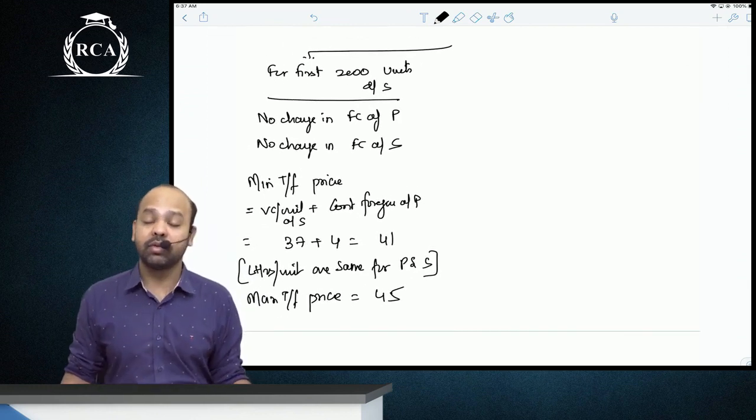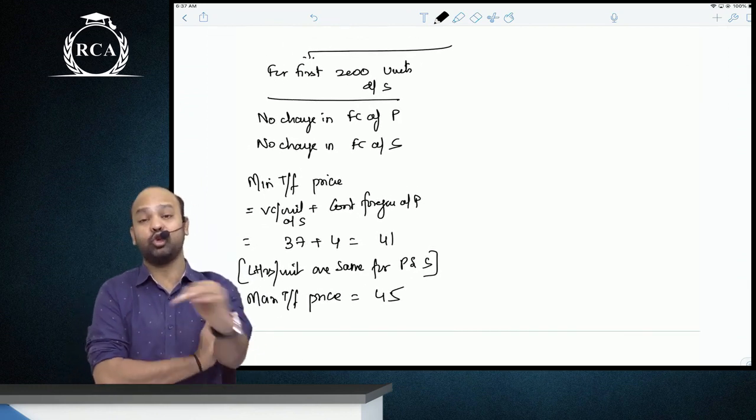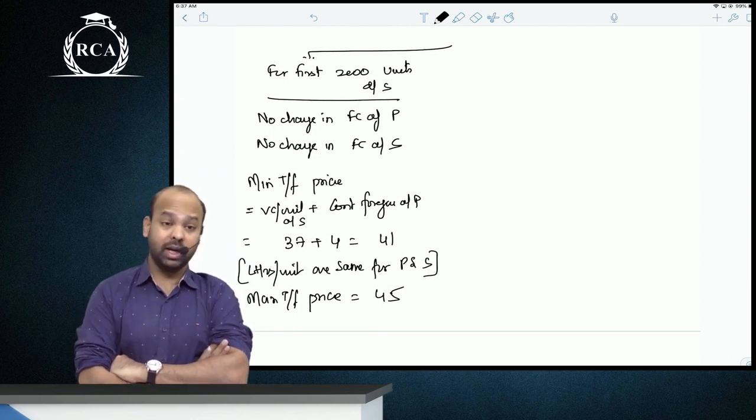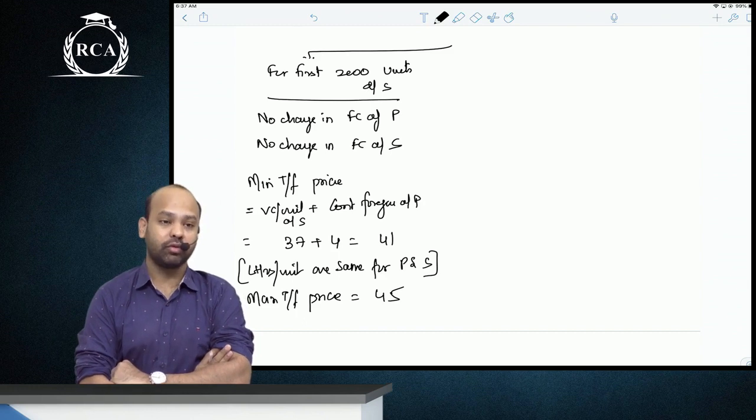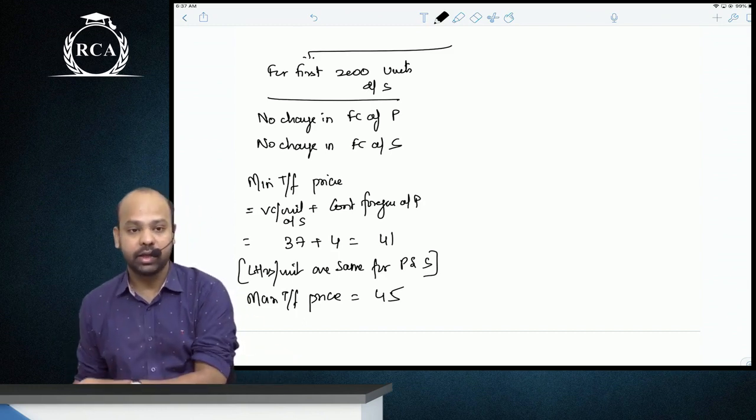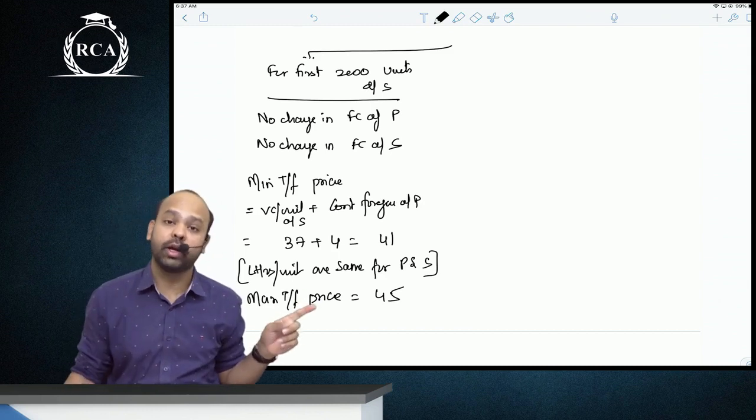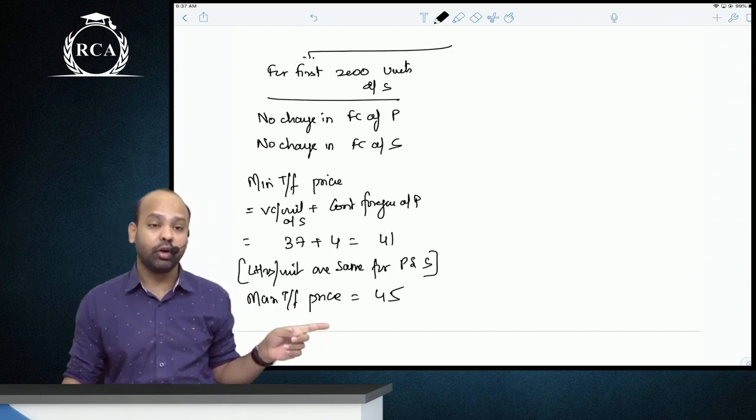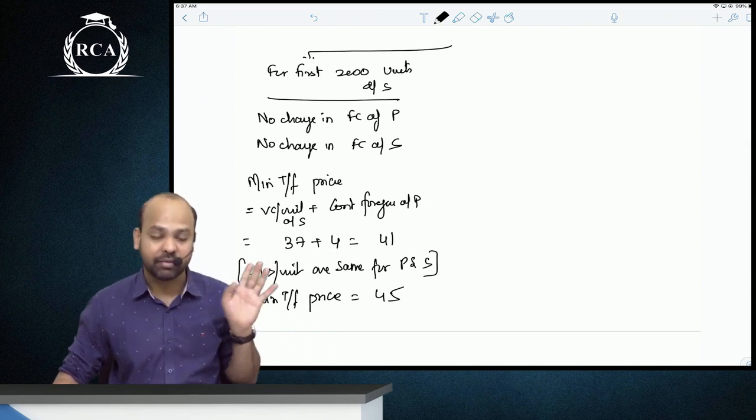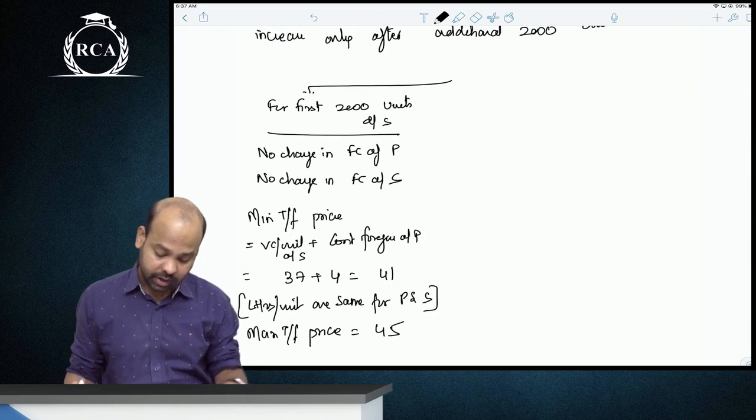Please understand guys, for the first 2,000 units of S, there is no change in fixed cost of P and no change in fixed cost of S. So I'm directly comparing variable cost plus contribution foregone. Variable cost to manufacture S is 37 rupees, and for every unit of S that I manufacture, I'm also foregoing a contribution of 4 rupees on product P, that I have factored in.